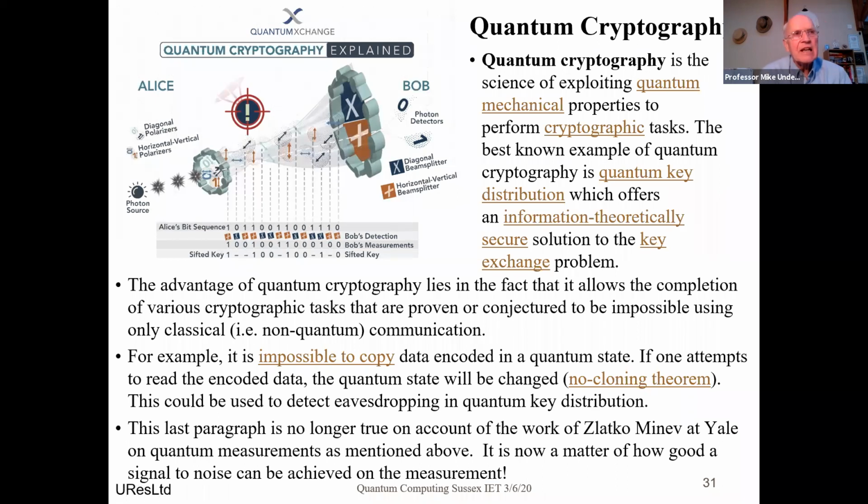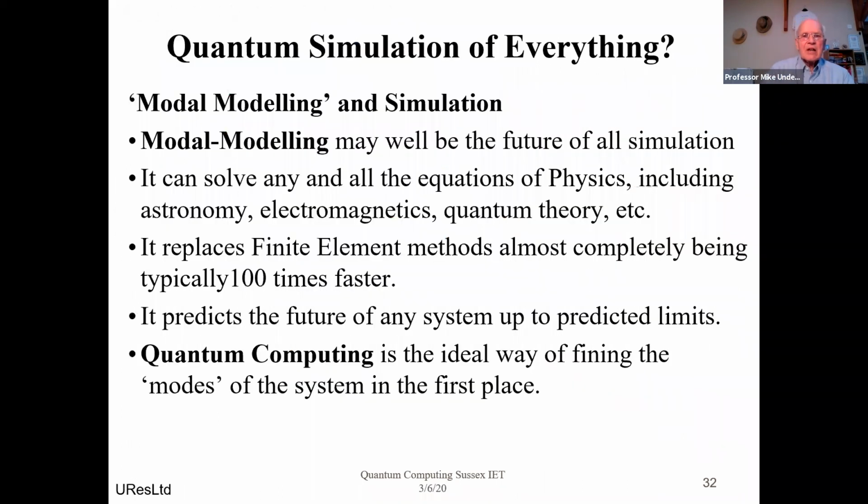You can't detect eavesdropping anywhere near. You can probably detect it a little bit because you might see that the signal to noise ratio of your information has degraded slightly. But if it's big enough and strong enough, then it won't matter. And it's now a matter of signal to noise ratio. So we're coming towards the end. And another thing which quantum computing can do is quantum simulation.